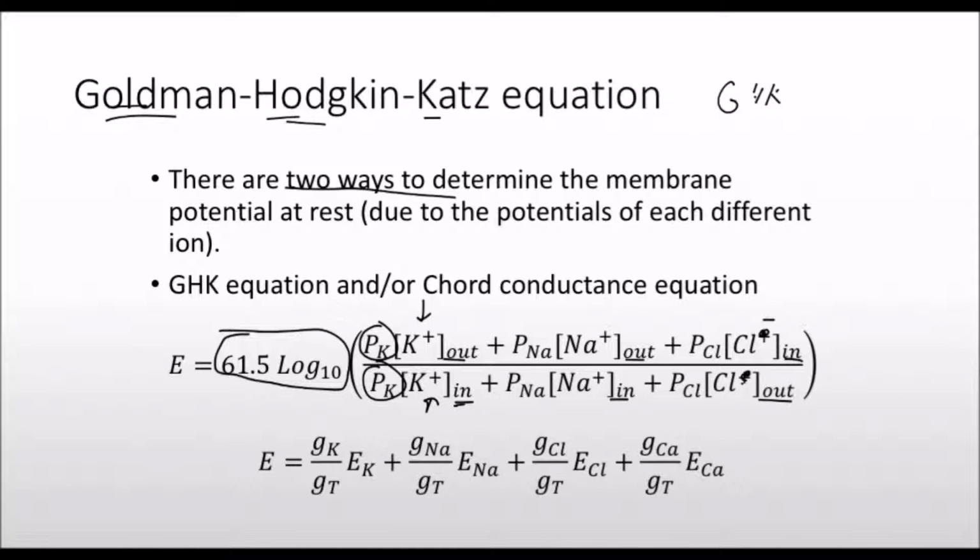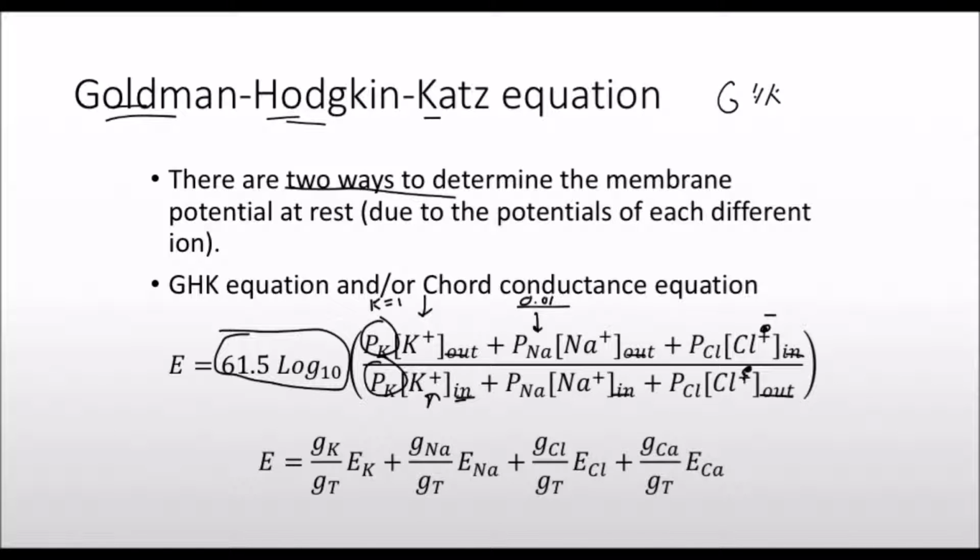And then you have the relative permeability of each ion. Usually what will happen is we'll set the permeability of potassium to equal 1, and then we'll say that the permeability of sodium is some percent of the permeability of potassium. We'd say 0.01 or something like that.